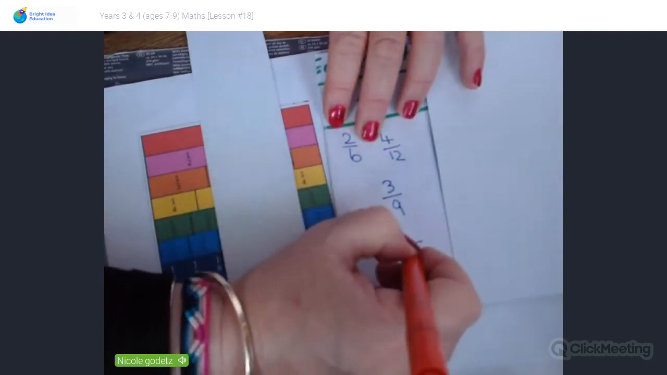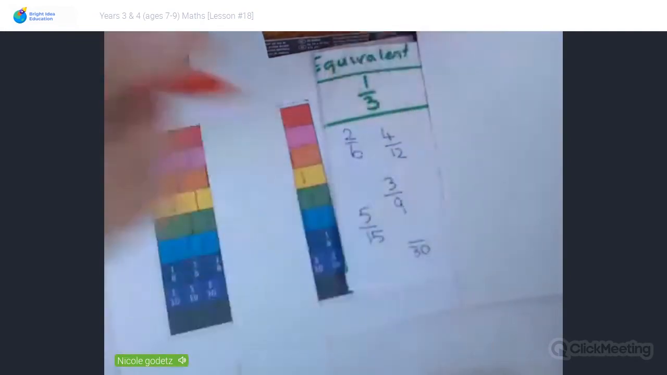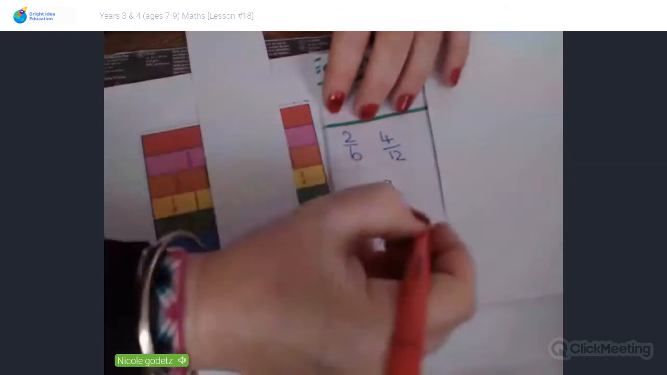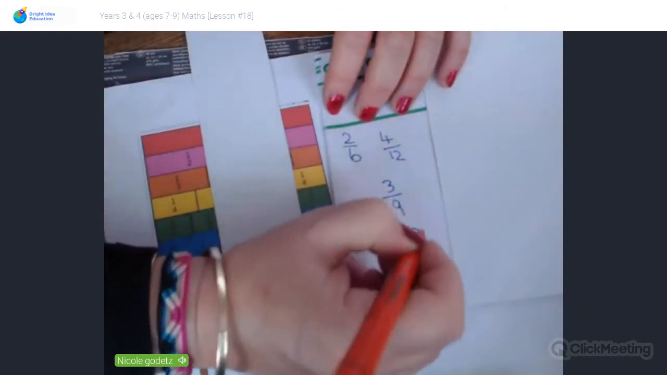Okay, how many 30ths are equal to 1/3? It's still that relationship. Divide 30 by 3 and you get 10.